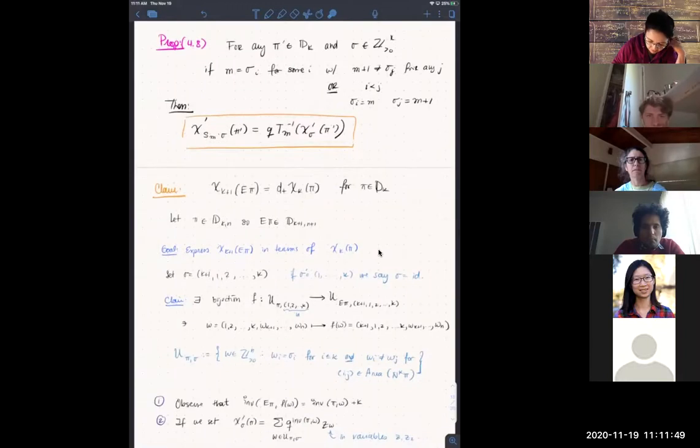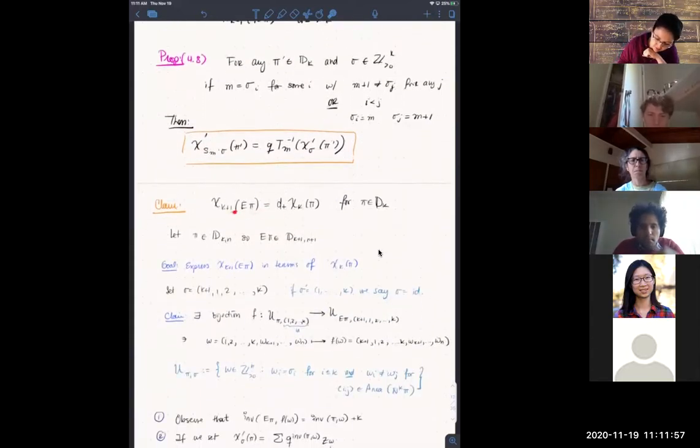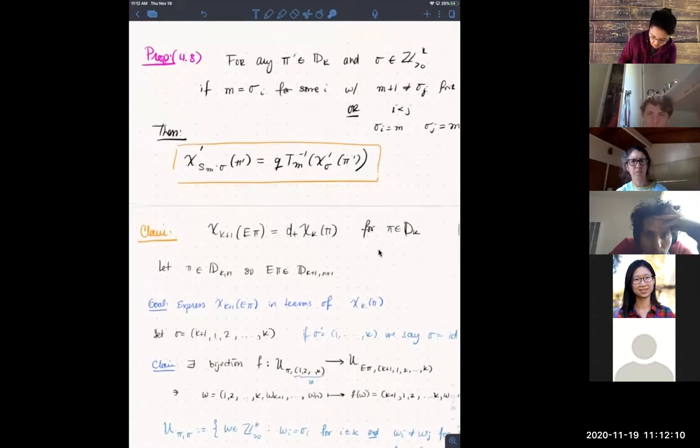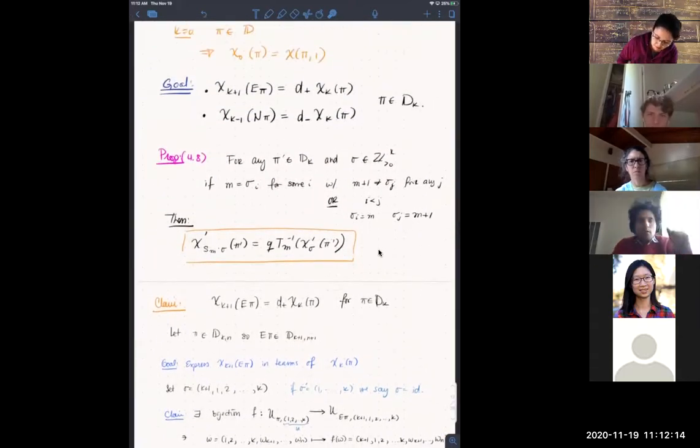So first claim, we want to show that chi of k plus 1 of e pi is the same as applying d plus. So east corresponds to applying a d plus. How do we do this? So this is kind of, I rewrote this, like I said, or I pre-wrote it, so we're going a little bit faster. What do we need to do?